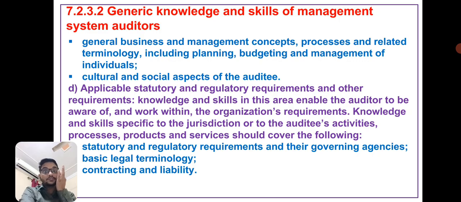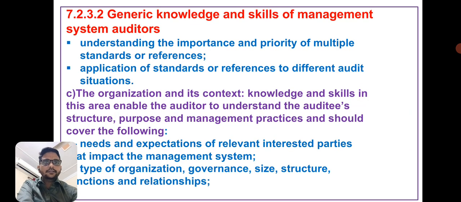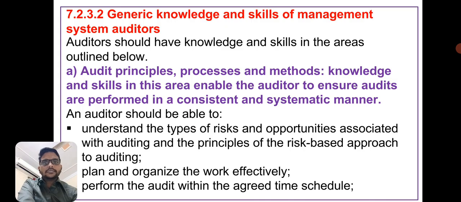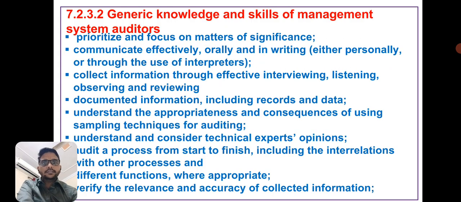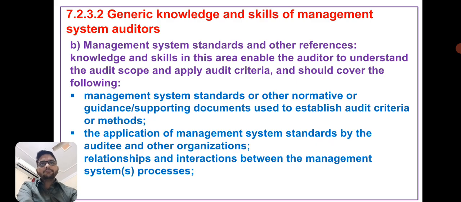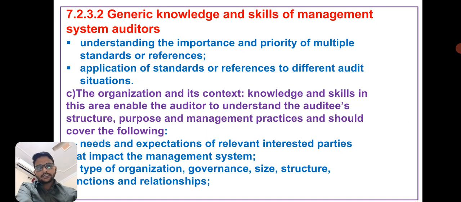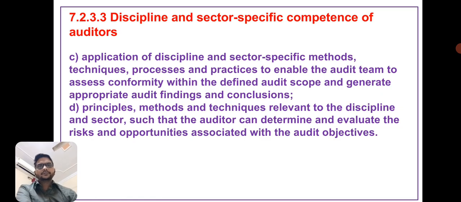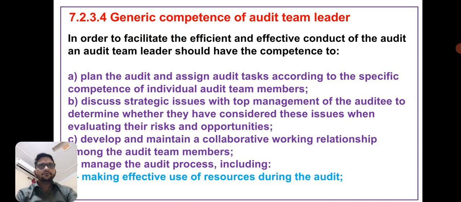generic knowledge and skills that should be required in a management system by auditors. Conducting an audit, the auditor should have these generic knowledge. First is audit principles, processes and method, and second is management system standard requirement and other references. Next is organization and its context, and fourth is applicable statutory and regulatory requirement and other requirement, that is legal requirement. Next clause is 7.2.3.3, that is discipline and sector specific competency of auditor.